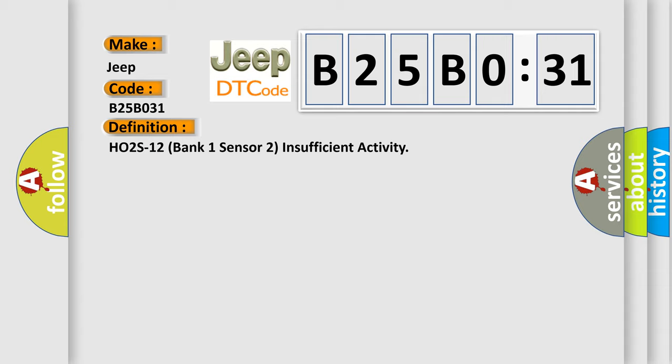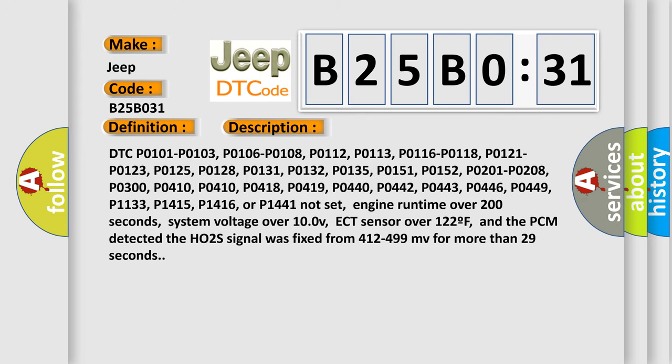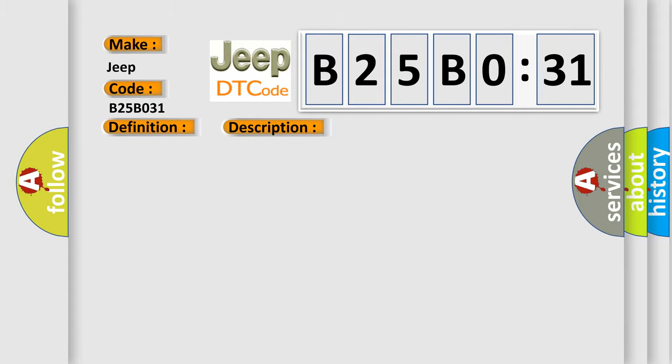DTC P0101, P0103, P0106, P0108, P0112, P0113, P0116, P0118, P0121, P0123, P0125, P0128, P0131, P0132, P0135, P0151, P0152, P0201, P0208, P0300, P0410, P0418, P0419, P0440, P0442, P0443, P0446, P0449, P1133, P1415, P1416, or P1441 not set. Engine runtime over 200 seconds. System voltage over 10.0V, ECT sensor over 122F, and the PCM detected the HO2S signal was fixed from 412 to 499 mV for more than 29 seconds.